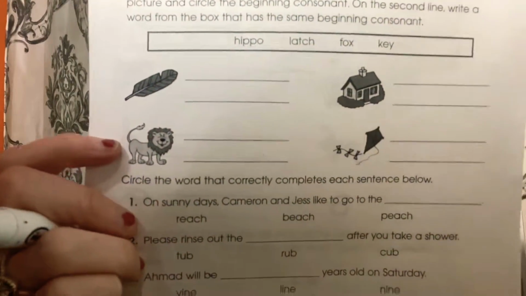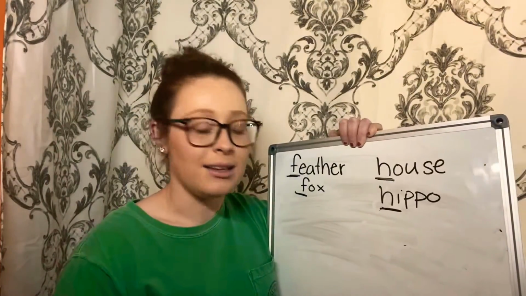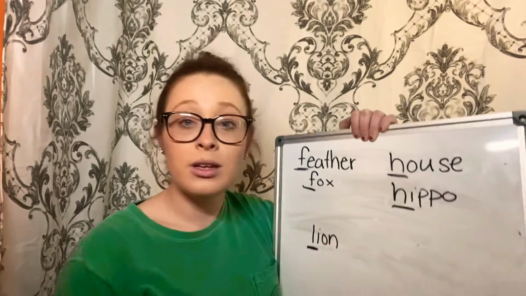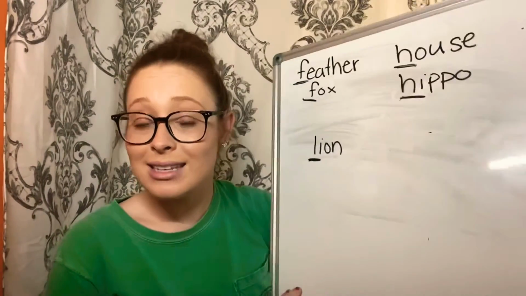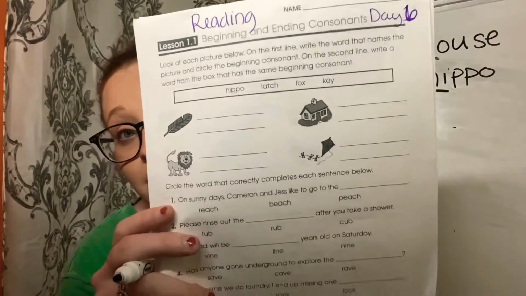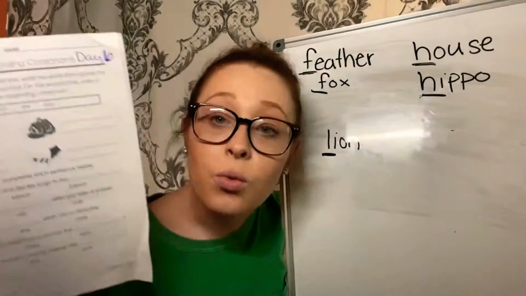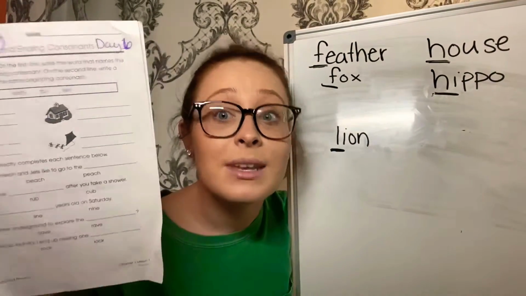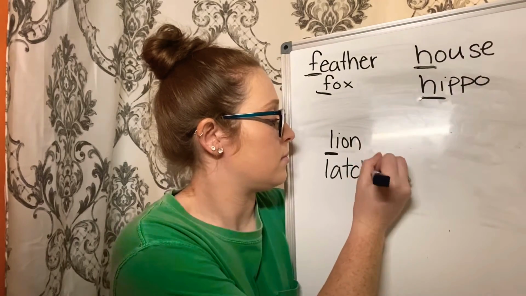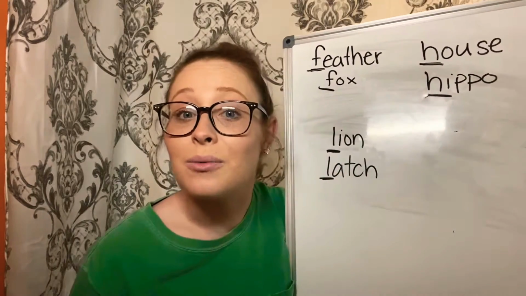What is that of? Lion. So, L-I-O-N. And L is my beginning consonant. So, of those two, the last two words that we have, latch and key. So, what word will go with it? Latch. And that is an L as well.